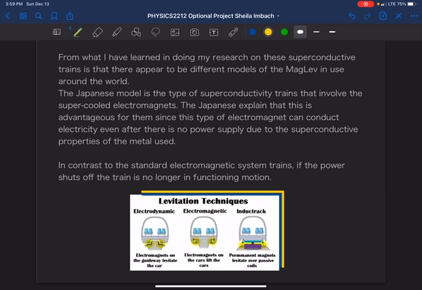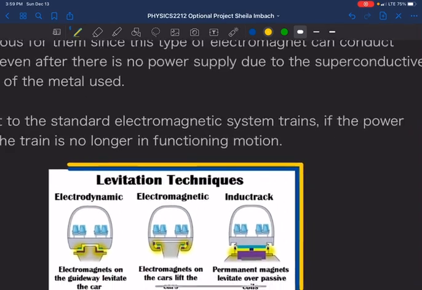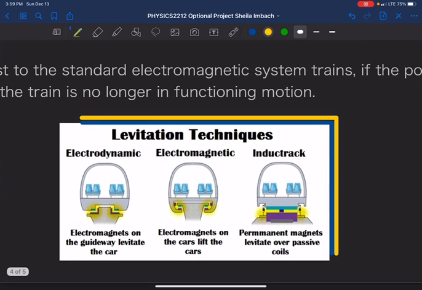I thought this was interesting since the Japanese explained that it's useful for safety purposes if the power supply is cut off for any reason. It's better in contrast to the standard electromagnetic system trains, because if the power does shut off with those types of trains, the train is no longer in functioning motion. Here I have included an image showing different types of levitation trains. Here's the electrodynamic, the electromagnetic, and the inductrack.